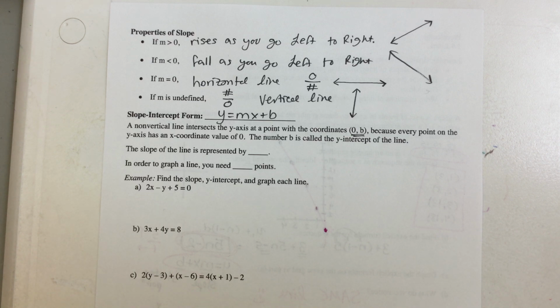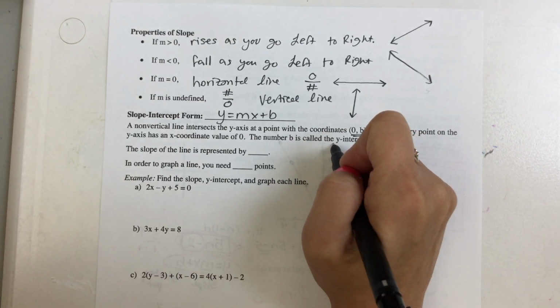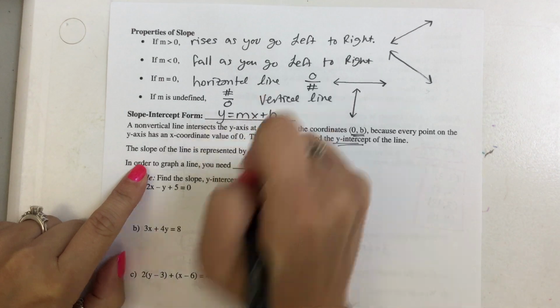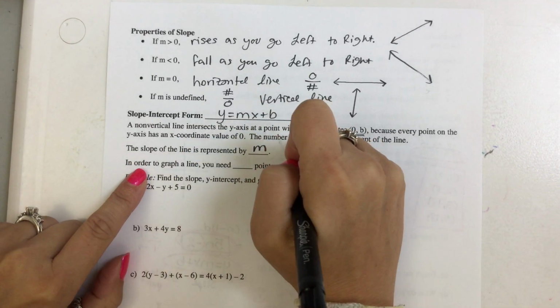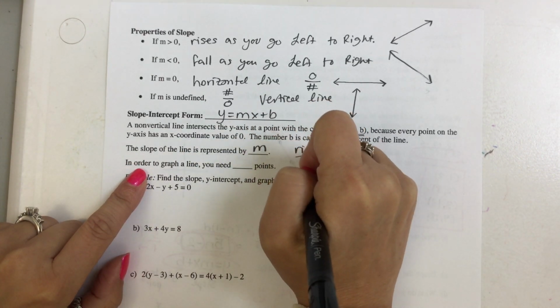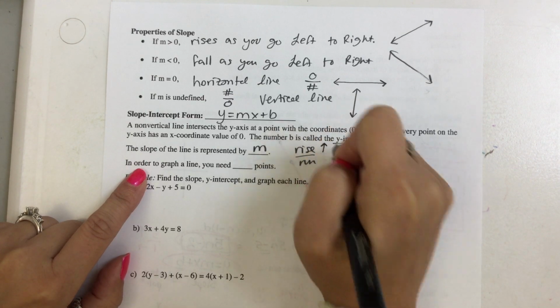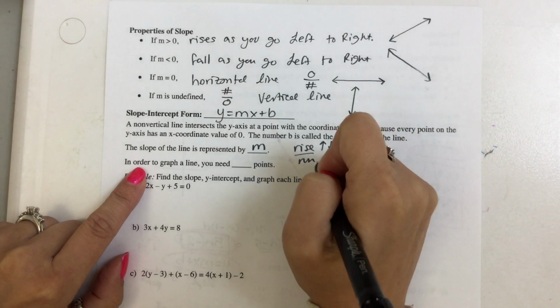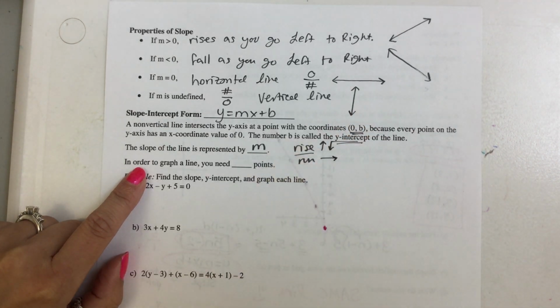Because every point on the y-axis has an x-coordinate value of 0, the number B, again, is called the y-intercept of the line. The slope of the line is represented by m. Remember, think of it as rise over run. If it's a positive value, you go upwards. If it's a negative value, you go downwards. But you always run to the right.